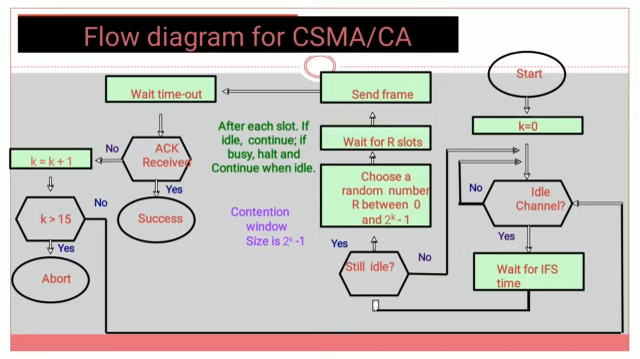We can put any value here, based on the limit. If the k value is greater than 15, then simply abort. Otherwise, if the condition fails, we go back to the first step, that is, the idle channel. Again starting from there, all the steps will be followed. So this is the flow diagram for CSMA/CA.